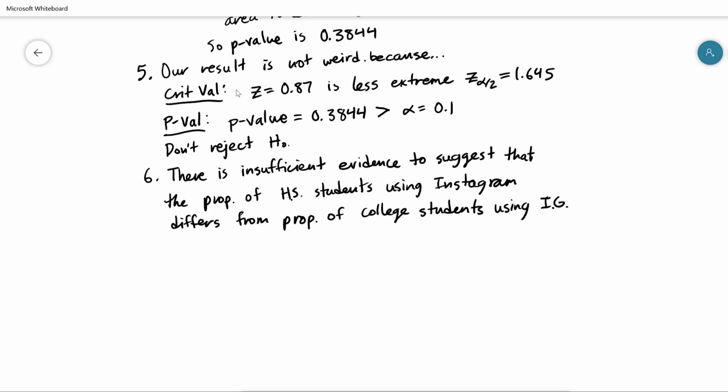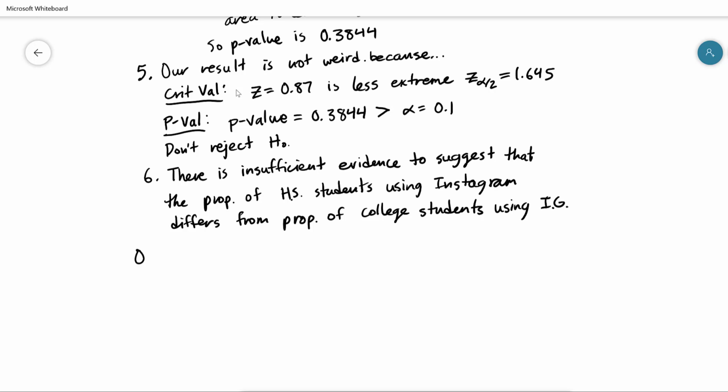So that's what we found. We did not have strong enough evidence. We saw a little bit of evidence that they used it at different rates, but it wasn't strong enough. It totally could have just happened by chance with the size of the samples that we happened to look at. So that is our conclusion.